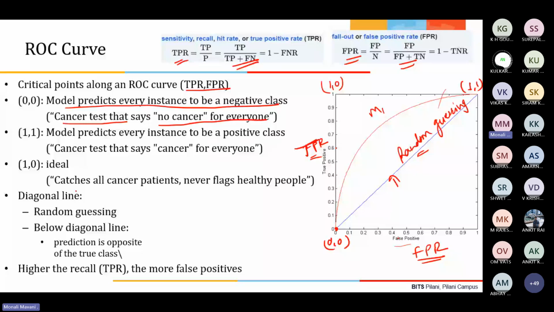Will you be interested in this kind of model where TPR and FPR would be 0? No. Compare that with 1,1 here, where the FPR is also 1. Both the X and Y axes are 1 at this point. TPR and FPR are both 1. So at this coordinate, the model predicts everything to be the positive class. Your true positive rate is high and your false positive rate is also high. That means everything is predicted as the positive class. The cancer test says cancer for everyone. You also don't want that situation.